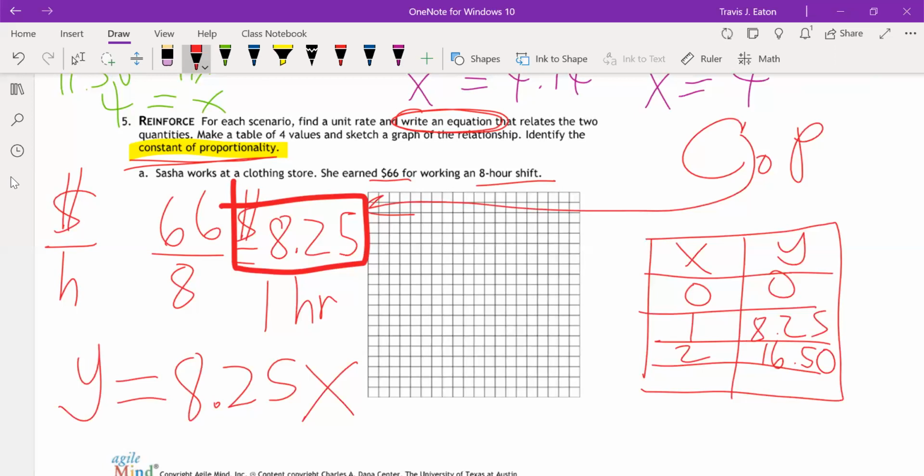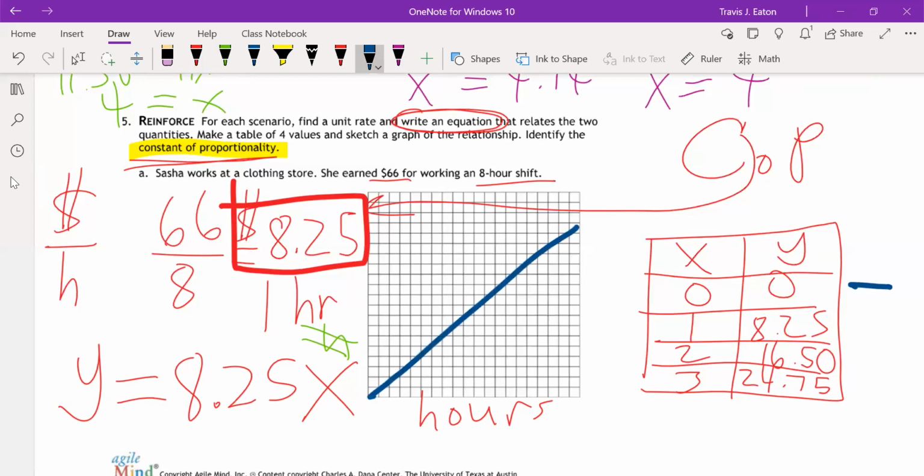Okay, 8.25 times 3 for 3 hours would be $24.75. All right, and then I could make a graph of that information and put it here. These are the number of hours that she works. And this is the amount of money that she will make. And the line of that graph had better be a straight one, and it had better pass through the origin, because if she works 0 hours, she's going to make 0 money.